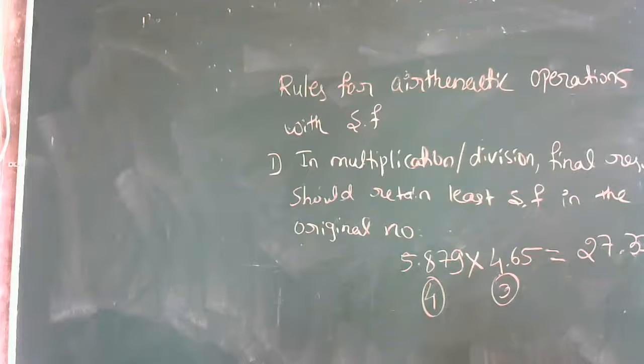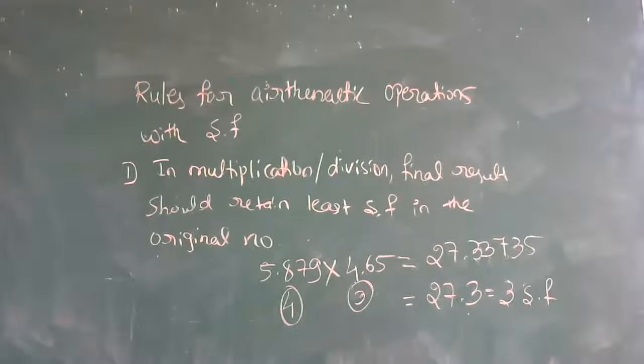Suppose you are getting an answer like this in this multiplication: 27.33735. According to the statement, your answer should contain three significant figures. Three significant figures in the sense, you are going to write it as 27.3, which is three significant figures. So this is a little confusing, students, but I hope you will understand, because you are very clever, as I know, right? So it is very simple.